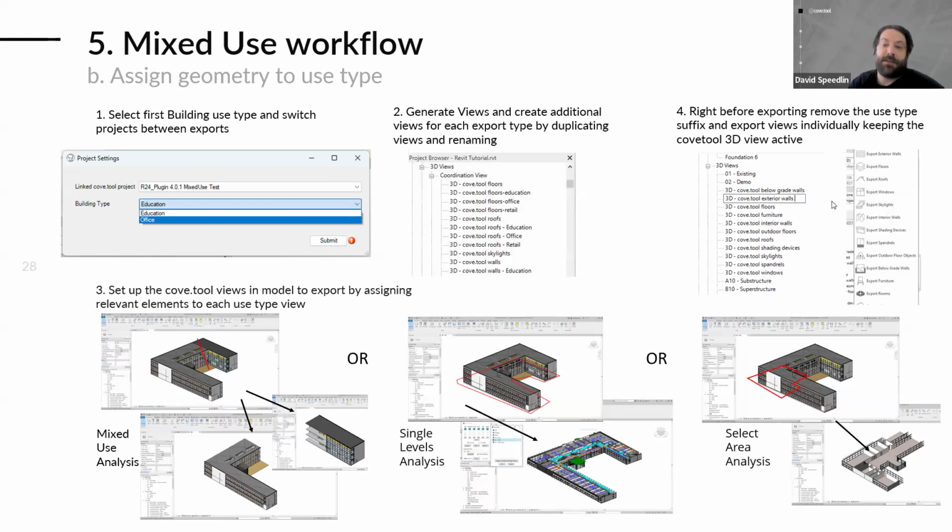As you see in step 4 above, you can export each view individually after deleting the suffix, or in addition to, you can remove all the suffix for all the views of the same use type and export all. After exporting, you can hit undo, get those suffixes back, and then repeat the process for the other use types.